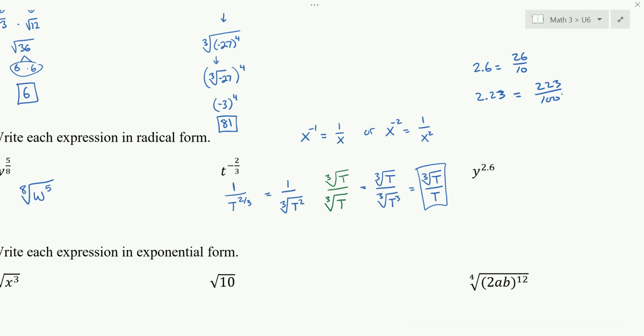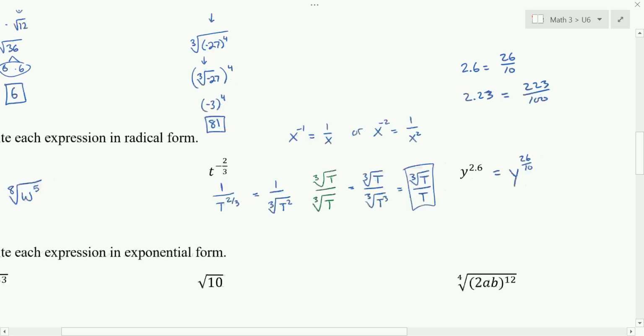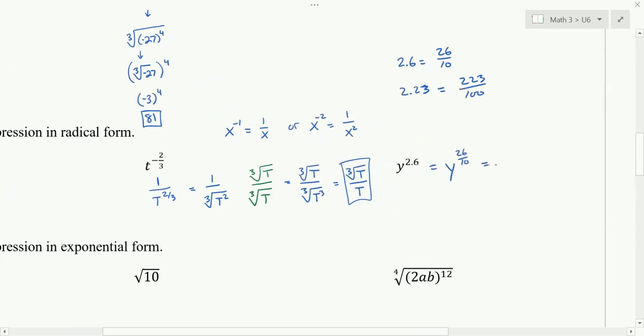Okay. So here we get y to the 26 over 10 to start with, and then reduce it to 13 over 5. And then go ahead and do what we're asked to do here. We're asked to rewrite it in radical form. So this is a 5th root of y to the 13th power.